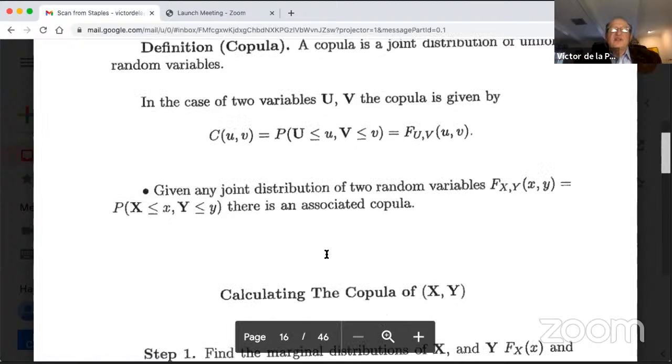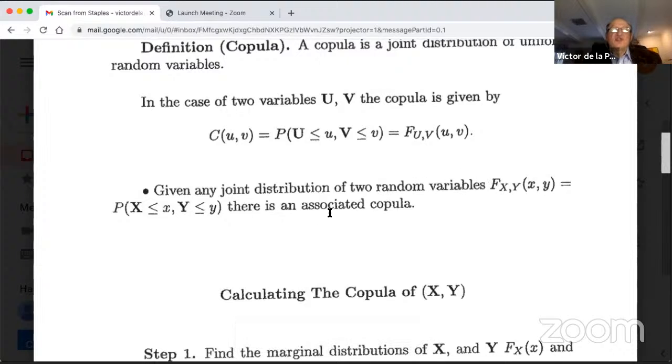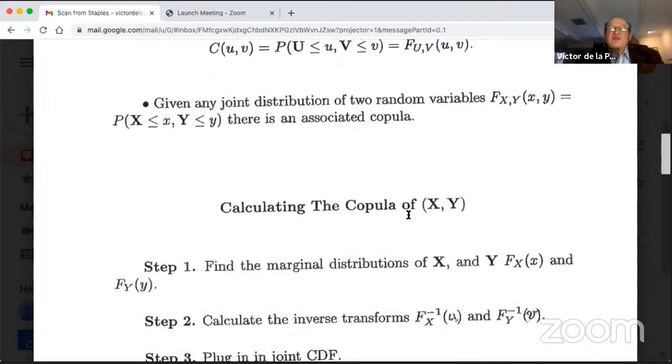Okay. So now, given any joint distribution of two variables, there is an associated copula. In this class, we are restricting our attention to continuous variables, and sometimes you have to qualify these statements if you do not have continuous variables. So, to make things as simple as possible, we are assuming that we have continuous variables. Now, I claim that for any joint distribution, there is an associated copula. The question is, how can I calculate the copula?